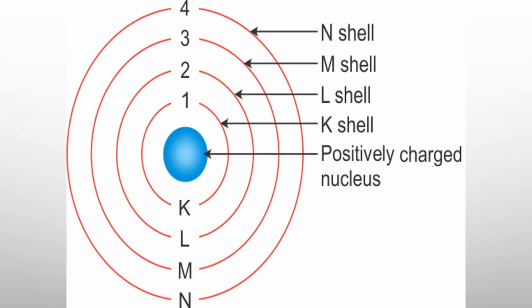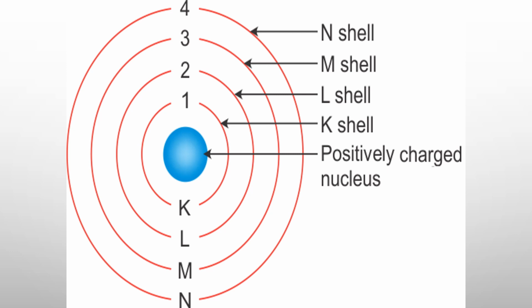You have seen this diagram before. Now, as per Bohr's atomic model, he said that electrons are revolving in shells, and every shell has a definite energy. The shell which is very close to the nucleus is the first shell. The next shell is going to be the second shell, and so on.